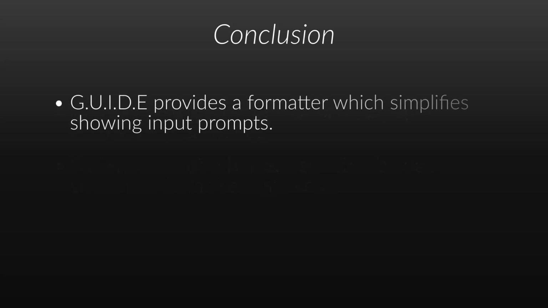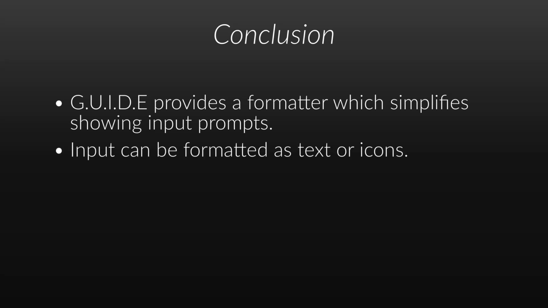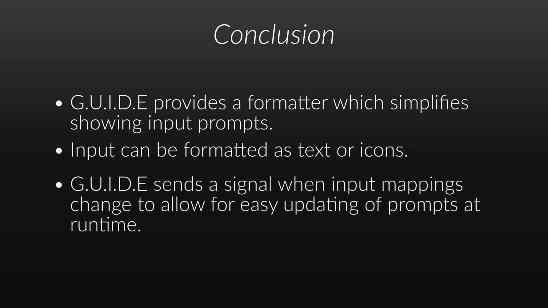Finally, we had a look at how to show input prompts to the player. We learned that we can use the G.U.I.D.E input formatter to show the input that is bound to an action. We learned that we can get the input both as text and as icons depending on what we need for our game. And we had a look at some techniques to keep the input prompts up to date whenever the input device or our game mode changes.